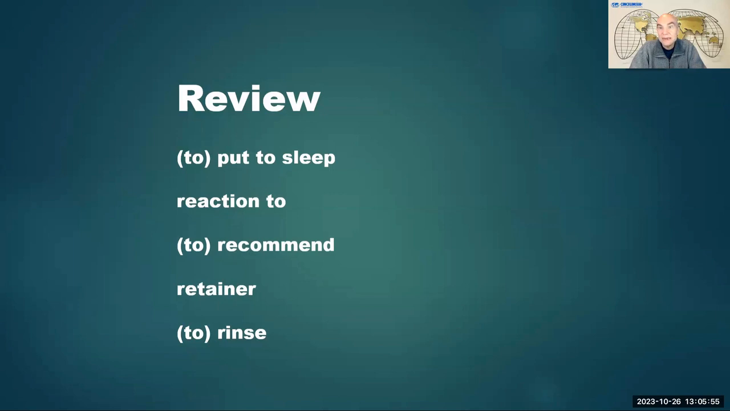Then we talked about to recommend. To recommend is to advise, to advise and or to suggest. The noun form related to this verb is recommendation. Make a recommendation. And then we looked at retainer. Retainer is a removable piece that is placed in your mouth in order to stabilize and support the teeth in your mouth. Often, if somebody has braces removed, they will then wear a retainer to stabilize the teeth.